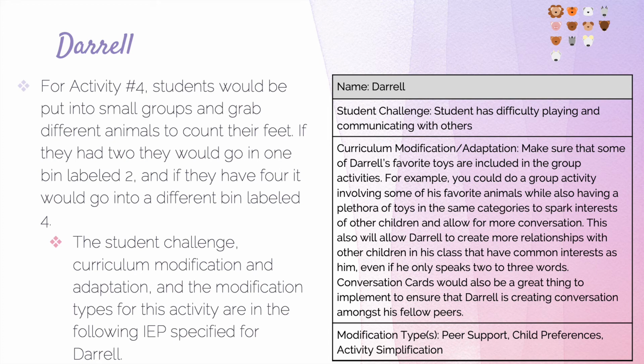So by looking at this IEP, Durrell's challenge would be having difficulty playing and communicating with others. A curriculum modification or adaptation you could do is make sure that some of Durrell's favorite toys are included in the group activities. You could also use conversation cards to ensure that Durrell is creating conversation amongst his peers. The modification types seen here are activity simplification, peer support, and child preferences.